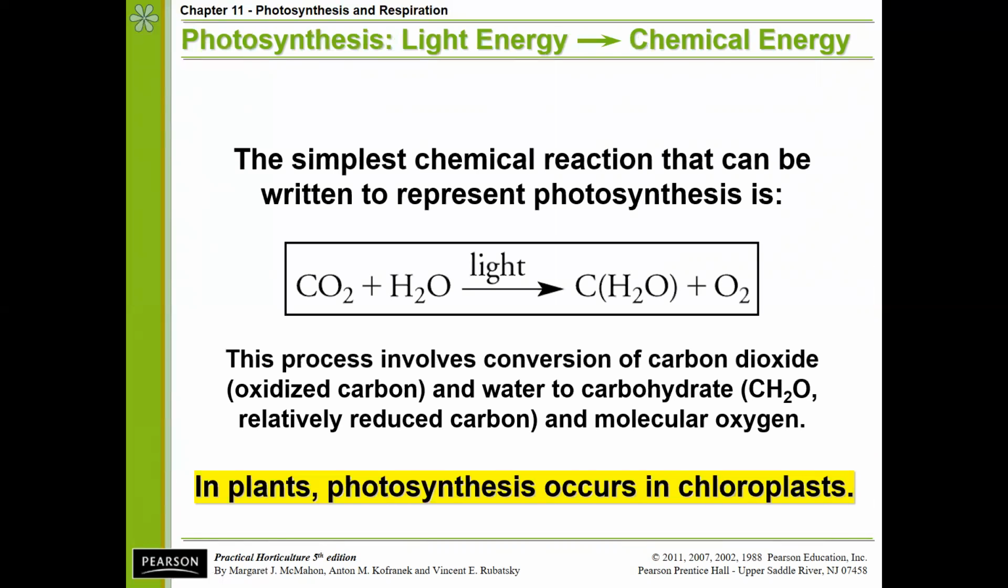Here's just the most simple chemical reaction written to represent photosynthesis, which is basically carbon dioxide, CO2, plus water, along with the catalyst being light here, to basically allow that energy from light to split up these molecules to where we get water to carbohydrate and molecular oxygen release.